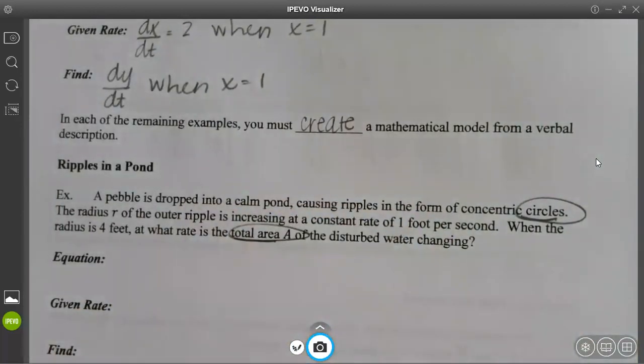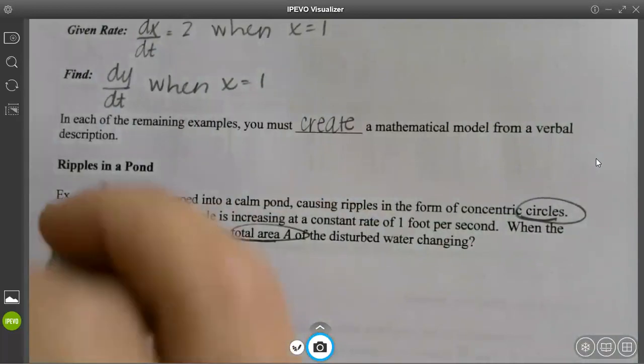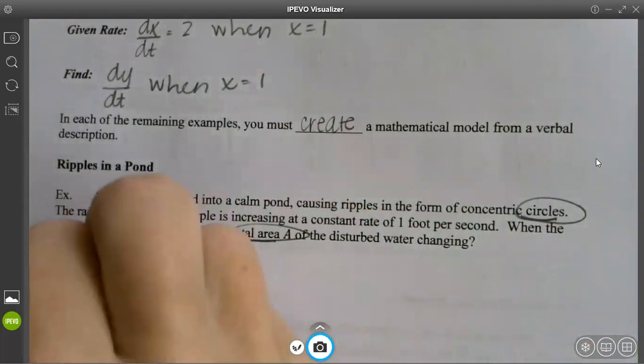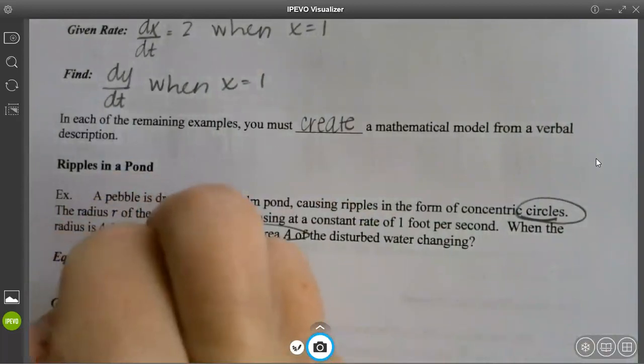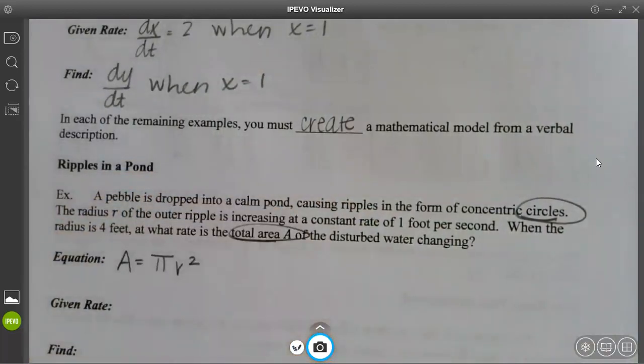So how do I find the area of a circle? At this point, you should know the area of a circle is pi r squared.